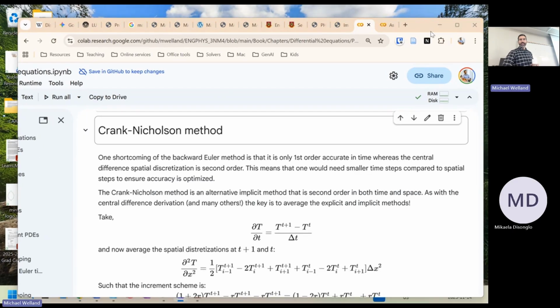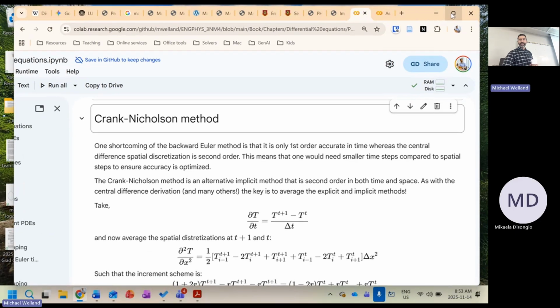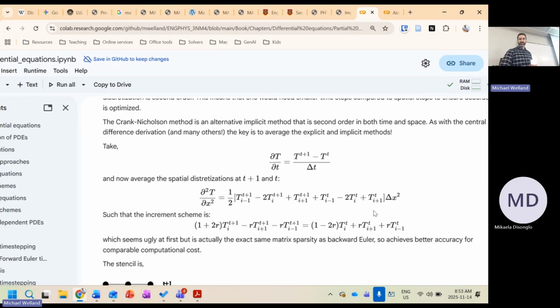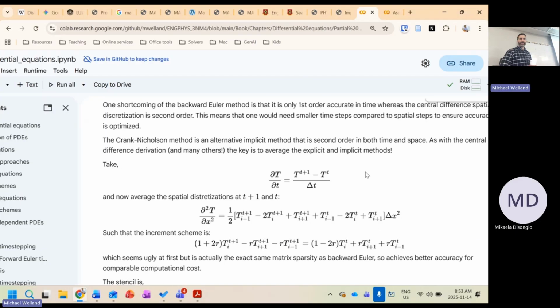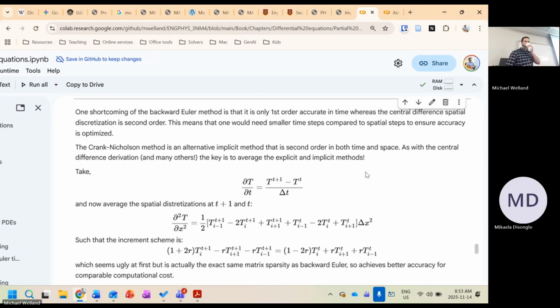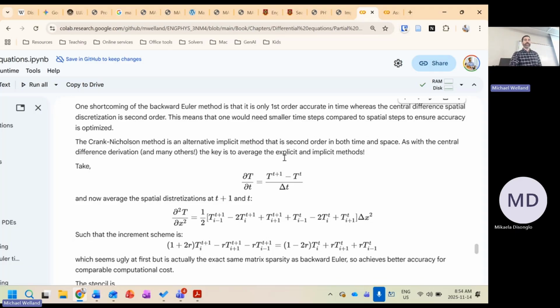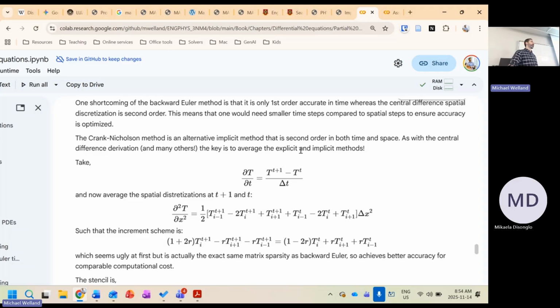One other alternative is, it's not really a multi-step method. What we're going to do is use our central difference formulas. Okay, and the central difference, the adaptation to this case is called the Crank-Nicolson time stepper. It's implicit, but it's second order in both space and time, which is nice. So it's going to give us a better answer.